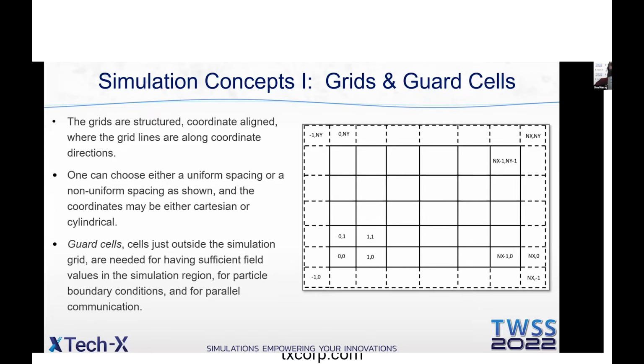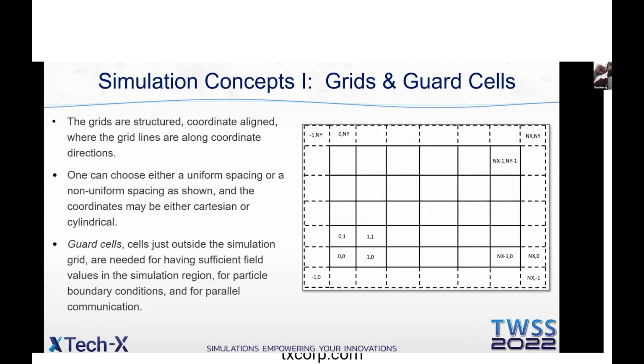And this is actually shown in the image on the right. If you notice, in between cells 2 and 3, the X direction is actually larger than the initial two cells, so it can be non-uniform in Cartesian. Finally, the other portion to this slide is the guard cells. And guard cells are actually just sort of additional cells which have to be added just outside of the simulation grid. And these are necessary for being able to have sufficient field values for the simulation region, whether this be for particle boundary conditions, for fields, or for parallel communication if you are looking to use more than one core.